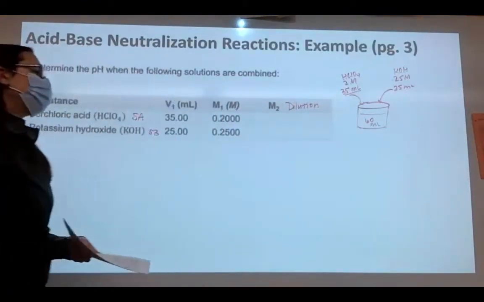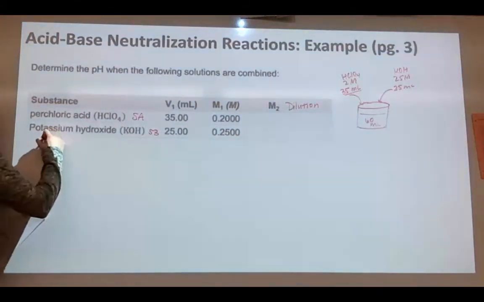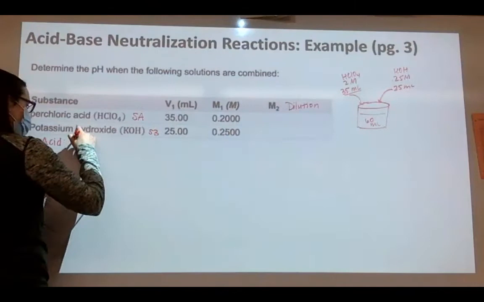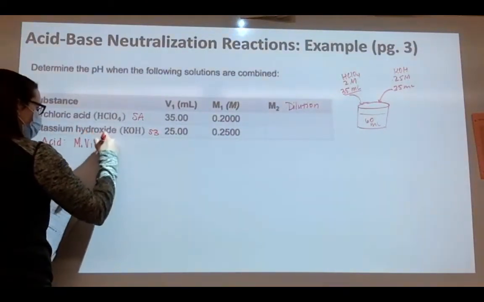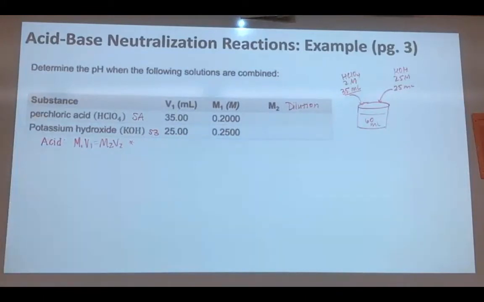So we're going to start by looking at dilutions. So for the acid, since we're adding volume to volume, we need to use a dilution problem. Volume to volume, we're changing the concentration. So M1V1 equals M2V2. Remember, this is an equation that we're going to use a lot that is not on the equation sheet.